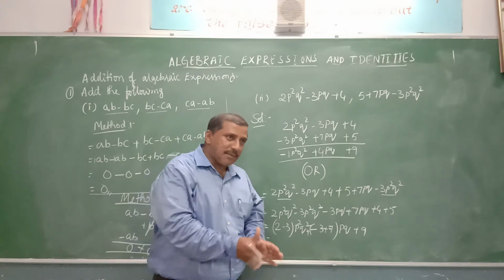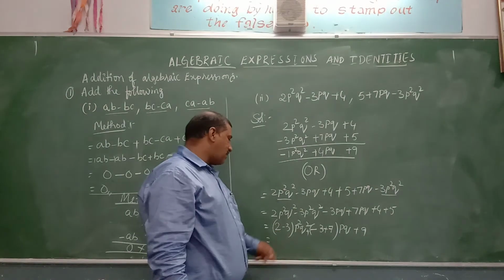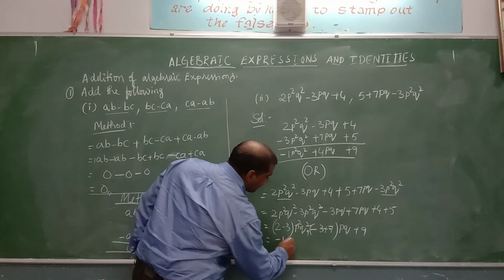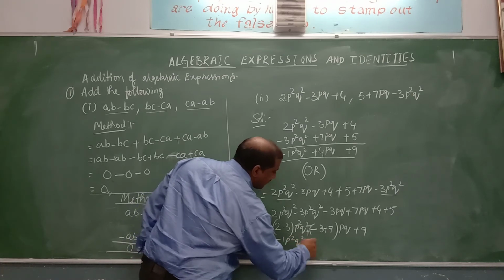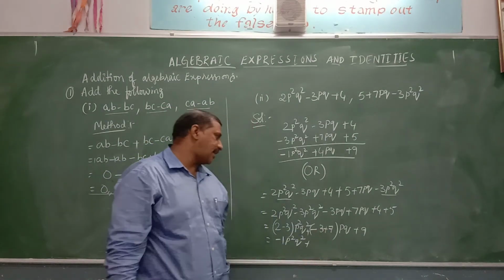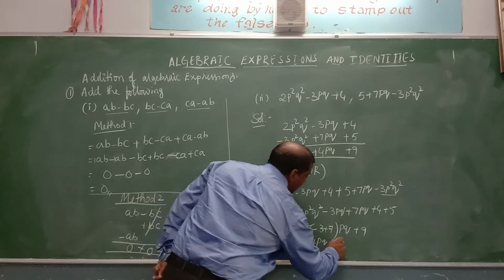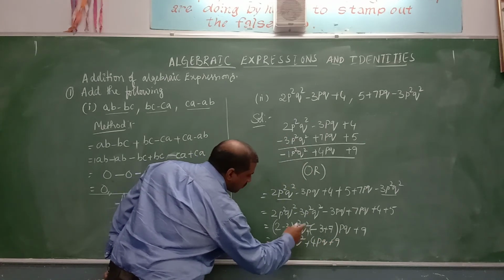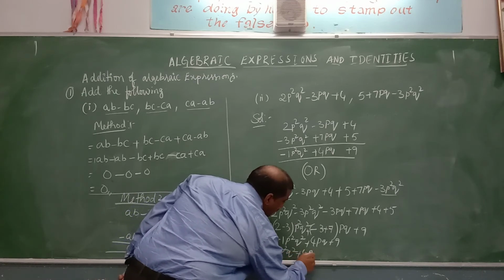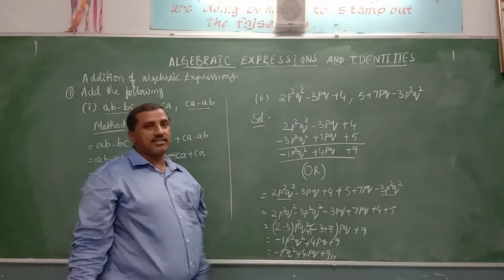What we have to do? Subtract the numbers 2 and 3 and take the larger number's sign. That is 3 minus 2 is 1 and 3 is having the minus sign. Therefore it is minus 1 p square q square plus minus 3 plus 7. Again different signs are there. Subtract the numbers. 7 minus 3 is 4pq plus 9. Or simply you can write as minus p square q square plus 4pq plus 9. So this is the sum of these two algebraic expressions.